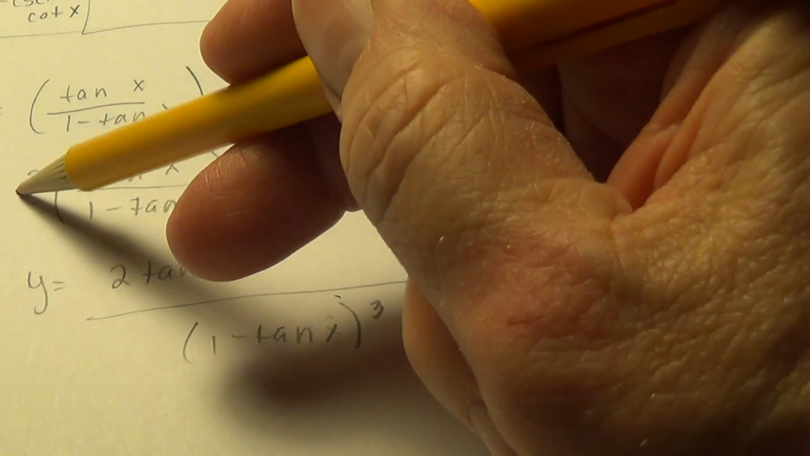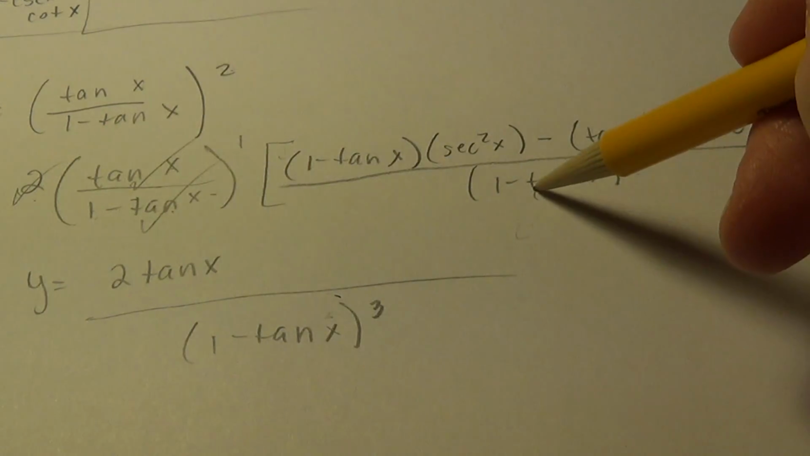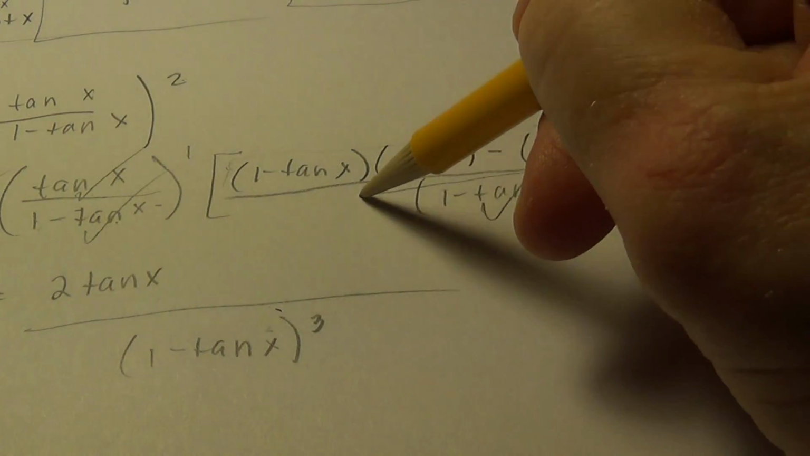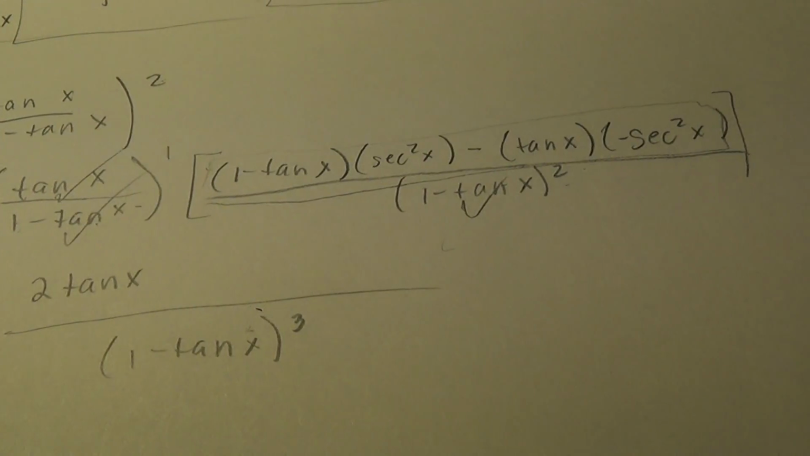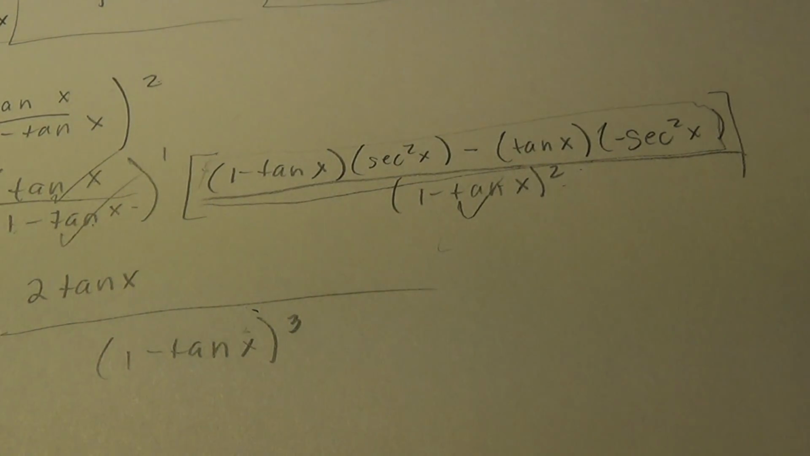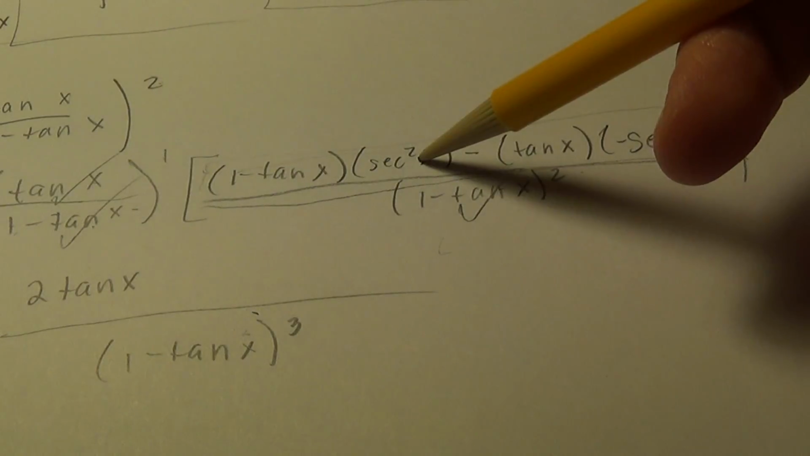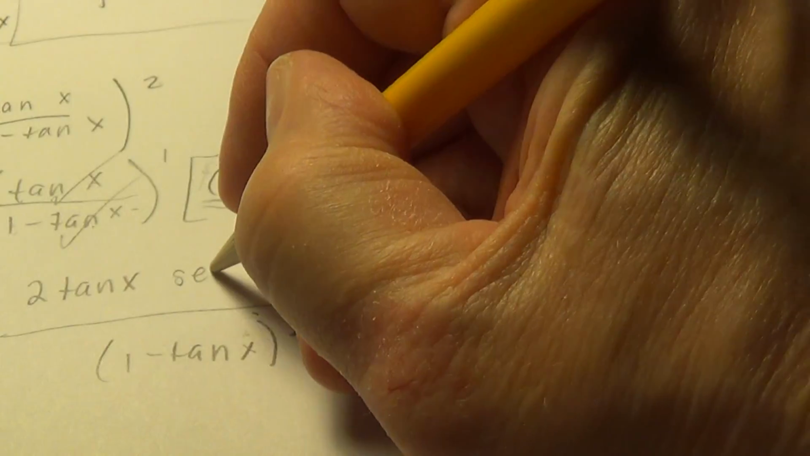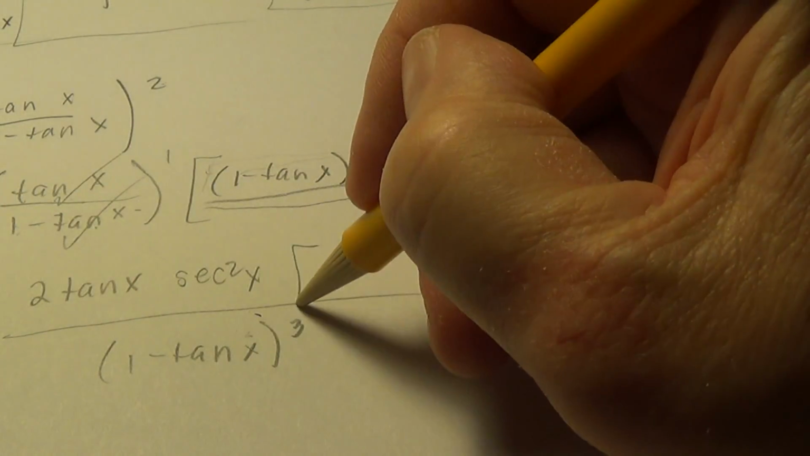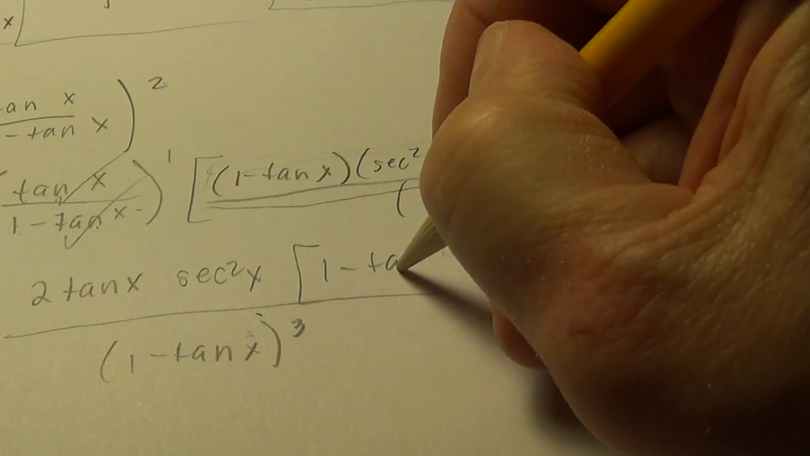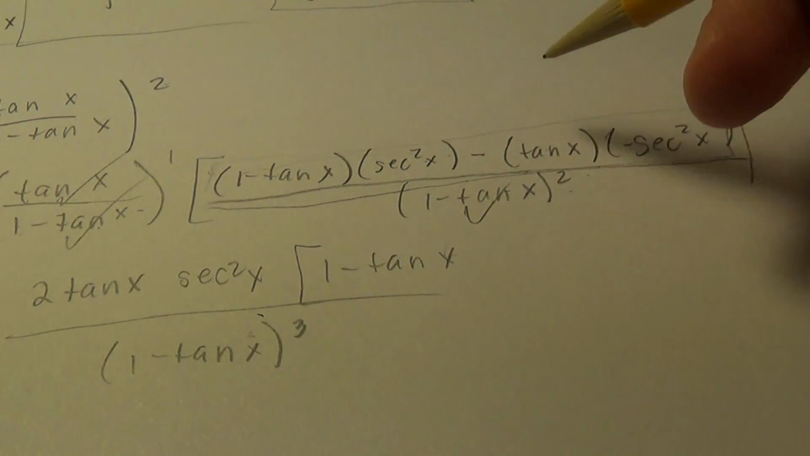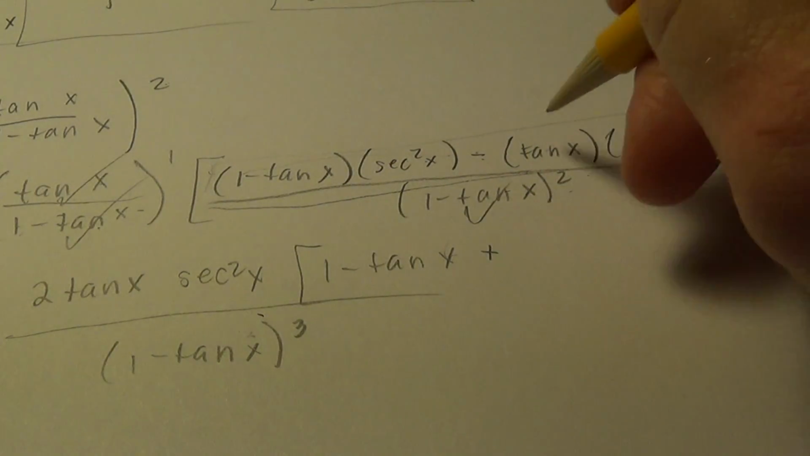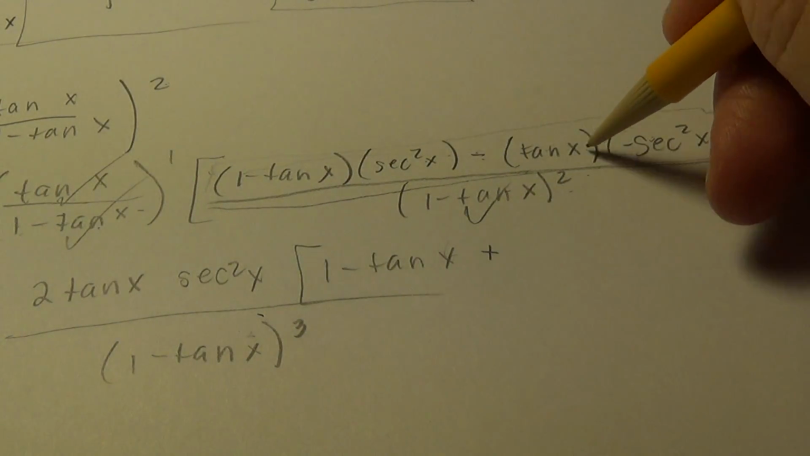Alright, now in the top here, I wrote this out and combined this, so I'm left with this mess in here. And I always try to factor it. It seems to simplify things better. So I see that this term here has a secant squared, and so does this one. So in front of this, I'm going to pull out a secant squared. And that leaves a 1 minus tangent x from this term, and a plus tangent x because of the double negatives.